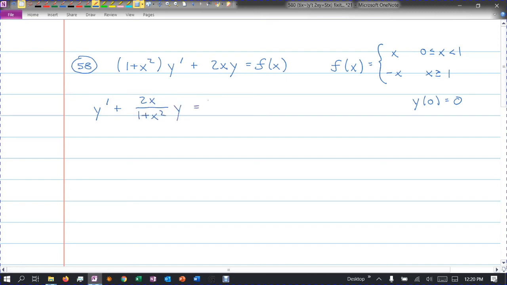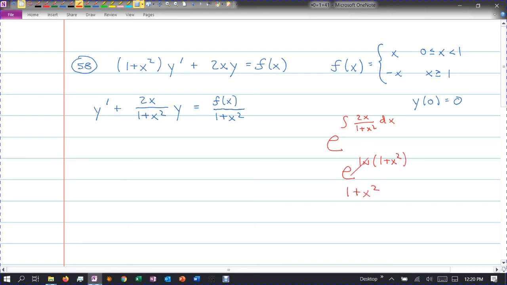So the function on the right-hand side is actually that over 1 + x². That's a little different now, because this is going to change our function over here. So let's get the integrating factor: e to the integral of 2x over 1 + x² dx. I'll let you do that. It's a pretty simple basic u-sub. This is e to the natural log of 1 + x². We don't have a domain restriction there because 1 + x² is always positive.